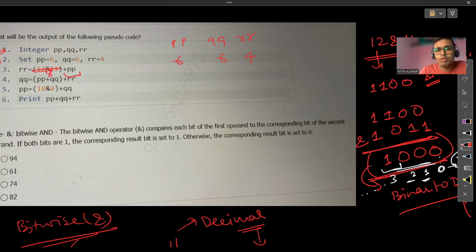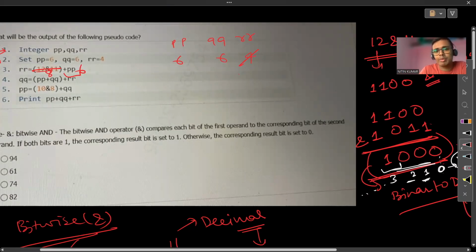And the PP value, what is PP value? We are checking from the table itself. So PP value is 6 currently. So 8 plus 6 will be 14 and 14 will be assigned to my RR. So RR will now become 14. Okay, I am writing it down here. So RR is now 14.